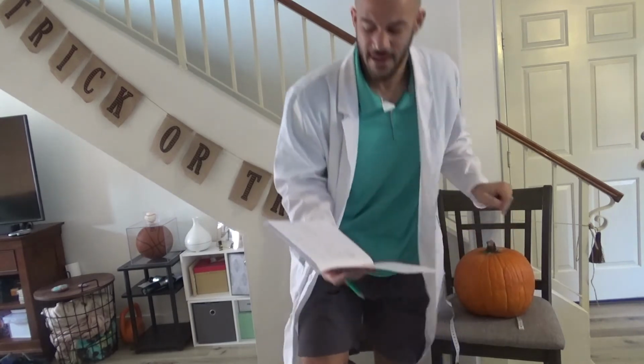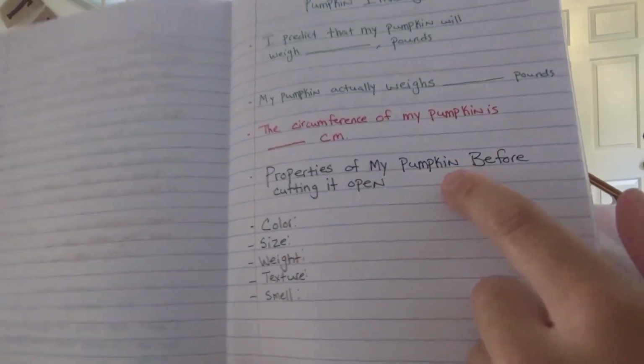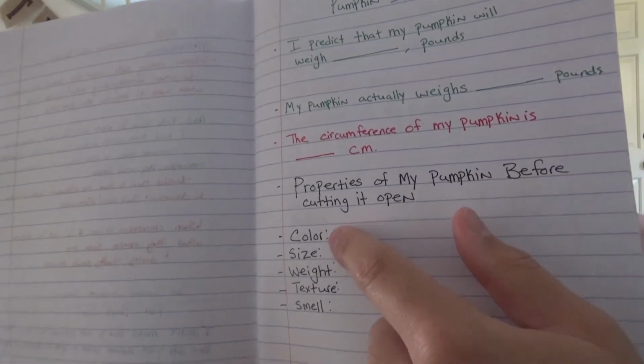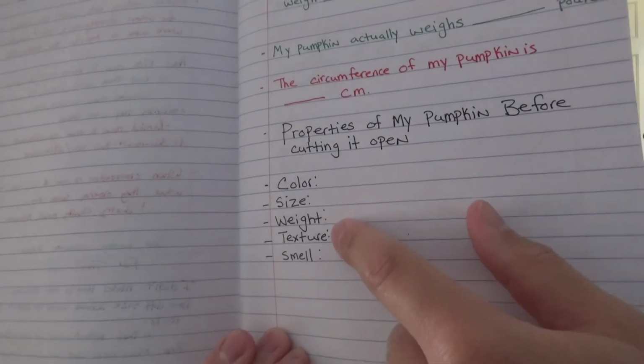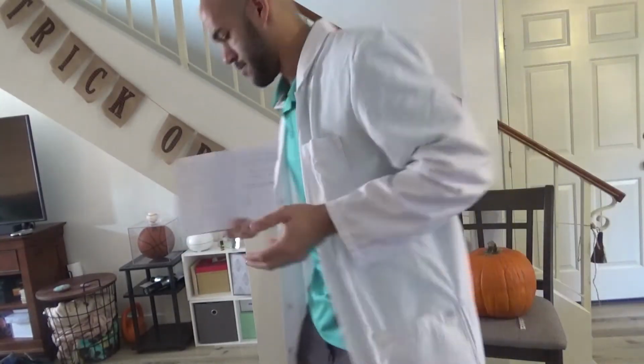So this is how I did it. On my journal, I wrote properties of my pumpkin before cutting it open. And then I'm just going to write all my data right here. After you have inputted all your data and observed the properties, now it's going to get messy.